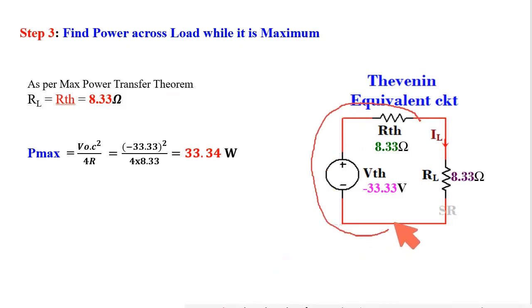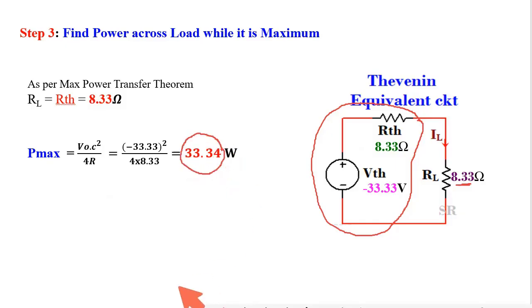So this is the equivalent Thevenin circuit. VTH is equal to minus 33.33 volt, RTH is equal to 8.33 ohm. To get the maximum power at the load, the load value will be equal to RTH, that is the source resistance. So see, RL is equal to 8.33. Using the formula, the maximum power value is equal to 33.34 watt.